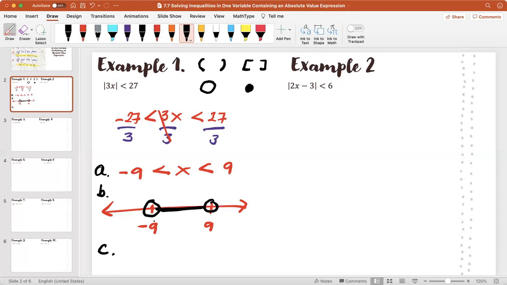So the left member is negative 9. The right member is positive 9. So that means we have negative 9 to 9. And since both are open, we'll be using parentheses. This is open parenthesis. This is close parenthesis. So that's the interval notation, negative 9 to 9. Right. So this A, B, C here mean the same: the solutions of the inequality absolute value of 3x less than 27.